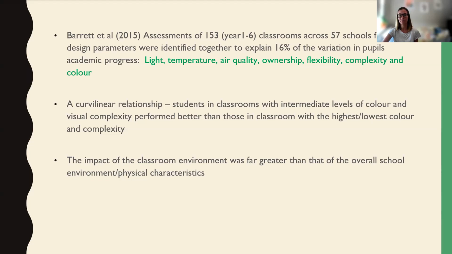And this study found that things like light, temperature, air quality, and so on, all together explained 16% of the variation in pupils' academic progress. Just in case you're wondering about those couple of things that I mentioned, ownership meant how easily children could take ownership of their classroom, so how accessible resources were for children to get to themselves. Flexibility was about how easily the room could be rearranged for different group dynamics and different activities. And complexity was about the visual complexity, so what was on displays, how many different kinds of shapes and colours and so on. Because obviously the more complex it is, the more cognitive load it takes for you to process that.